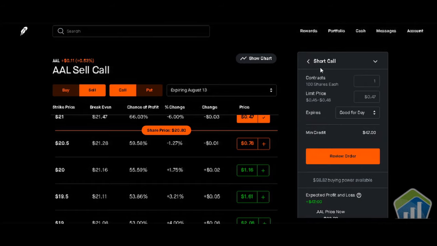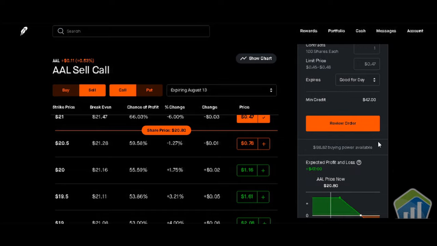And as you see, it says short call, it says contracts. One contract equals 100 shares, right? So the limit price right now is 45 cents to 48 cents. The in between is 47 cents. The minimum credit paid to you will be $47, right? Once you click on review, it's going to go through all of this and you're going to have your shares.